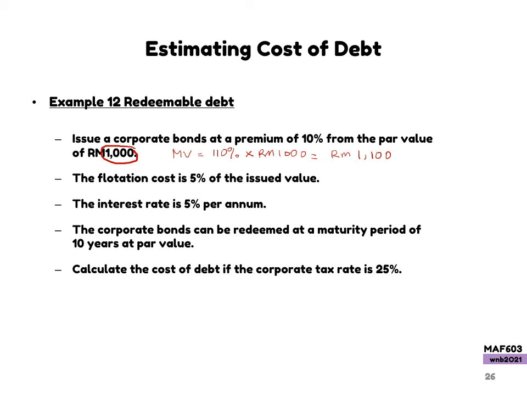Flotation cost is 5% of the issued value. Okay, so 5% daripada issued value. Interest rate is 5% per annum. Corporate bond can be redeemed at a maturity period of 10 years, selama 10 tahun. Then this suruh you calculate KD if the corporate tax rate is 25%.